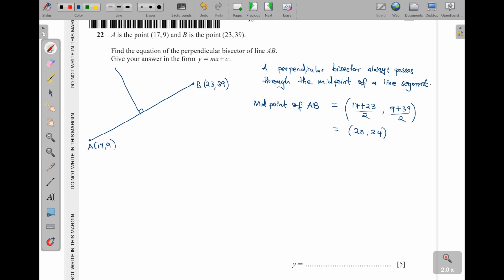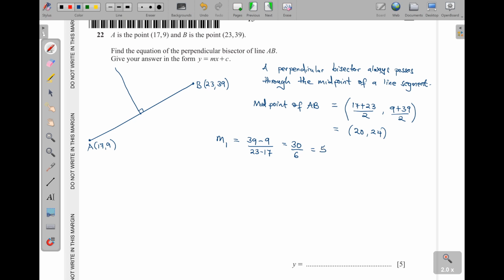Now we need to get the gradient of AB, M1. Okay, M1 is going to be, remember, it is change in y over change in x. So we shall have 39 minus 9 over 23 minus 17. Now 39 minus 9, that is 30, over 23 minus 17, that is 6. When we divide here, we get 5.